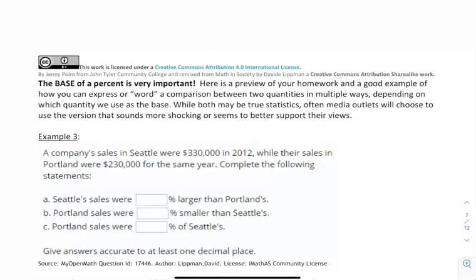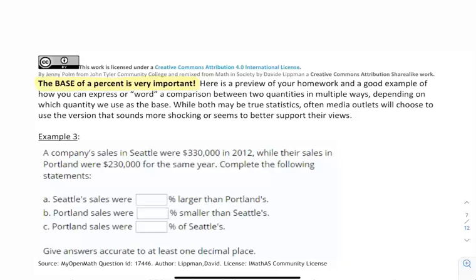The base of a percent is very, very important. So we're going to work through a problem similar to a homework problem. This is a good example of how you can express or word a comparison between two quantities in multiple ways, depending on which quantity you use as a base. People get this mixed up sometimes, and it leads to some wrong interpretations. So we want to be careful when we're dealing with percents and the base.